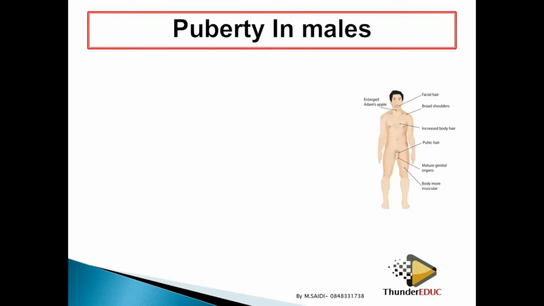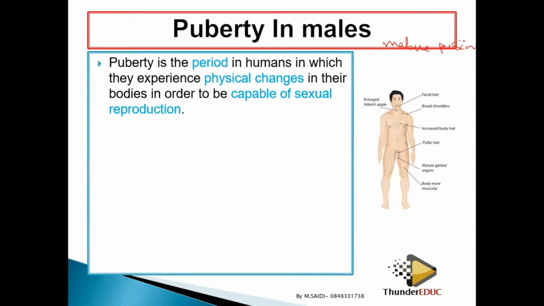Puberty in males. We saw puberty in males. If you look at this male, these are the secondary sexual characteristics, the characteristics you obtain which show that now you are a mature person. What are some of those characteristics? Number one, puberty is the period in humans in which they experience physical changes in their bodies in order to be capable of sexual reproduction.